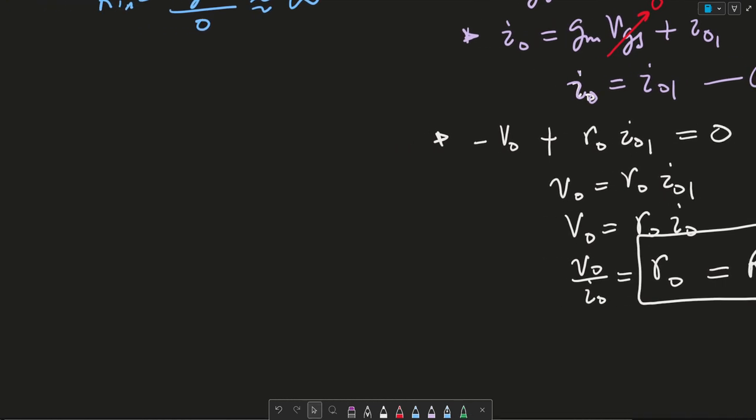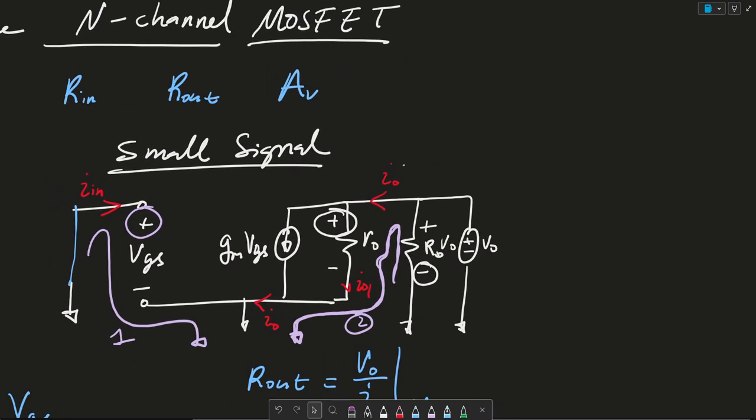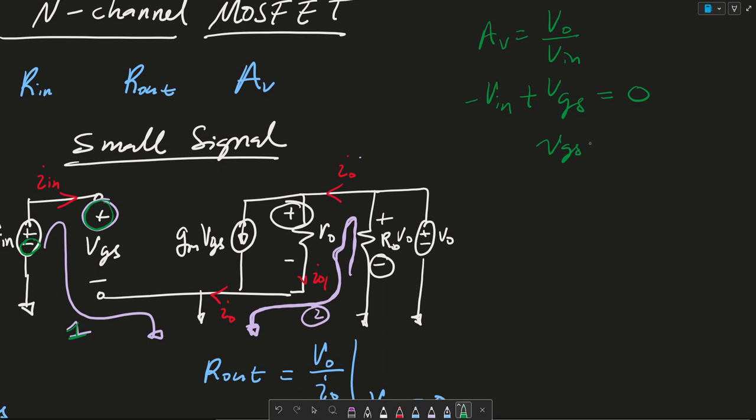Lastly, we want to find the AV gain, and I'm going to do that up here so we can see the small signal circuit. And what we're going to do is reapply my input voltage, Vin. So if we consider that AV is equal to VO over Vin, we can start with the KVL at loop 1 right here. So minus Vin plus VGS is equal to 0. So VGS is equal to Vin. And this is my first equation.